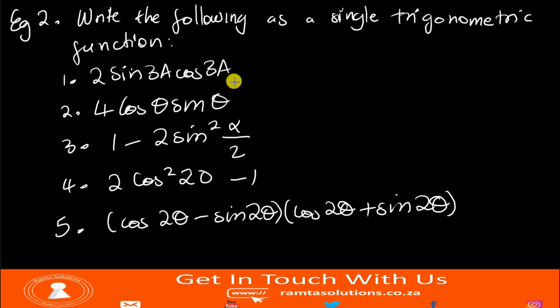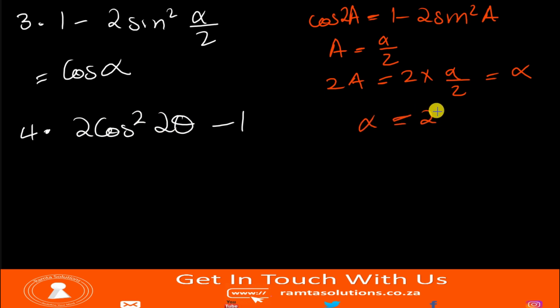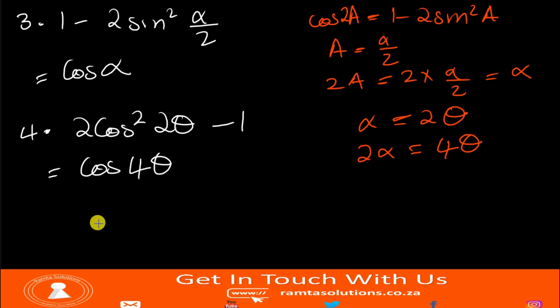Number 4, 2 cos squared 2 theta minus 1. Again, you know this formula, right? So, it seems here our alpha is 2 theta. Now I can go back to my alpha. It's 2 theta. What is 2 alpha? It will be 4 theta. So we can therefore say this is cos 4 theta.